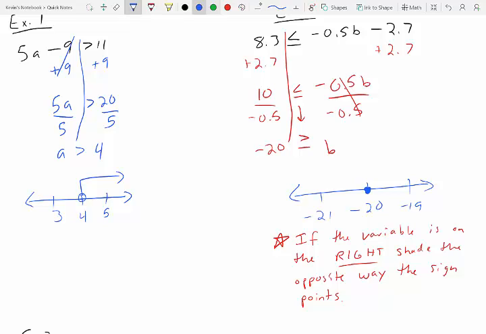So my variable is on the right side of my inequality now, so I need to shade the opposite way my inequality is pointing. So my inequality is pointing to the right. I'm going to shade to the left. So if the variable is on the right side, shade the opposite way the sign points.